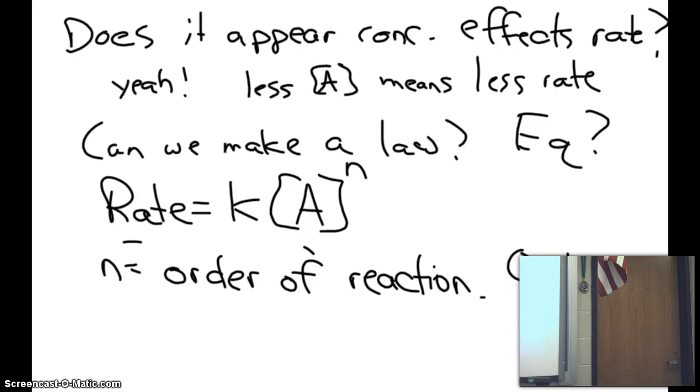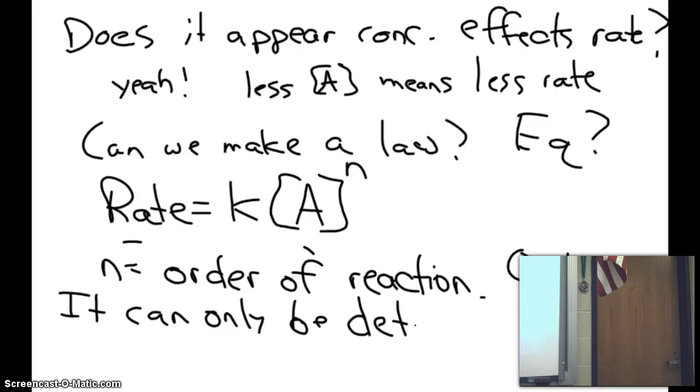One thing about n, it can only be determined by experiment. You cannot look at the coefficients. There is no theoretical way to predict what the order n of a reaction is. There's no way to do it. It can only be determined by actual measurement.